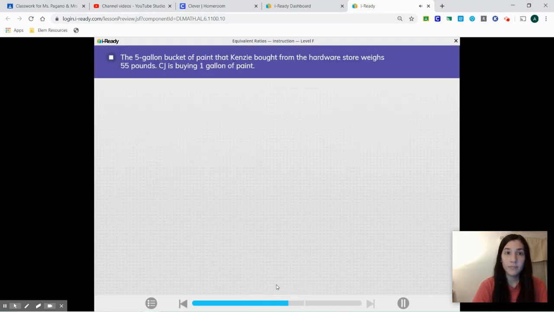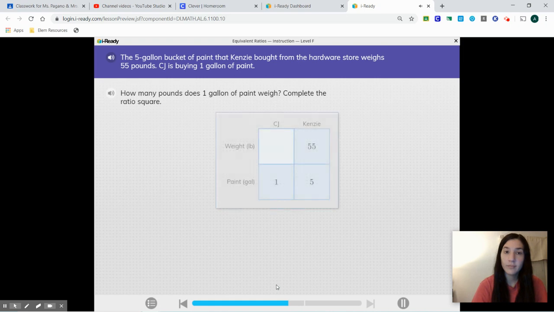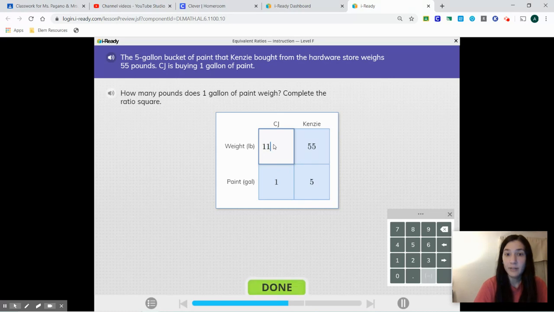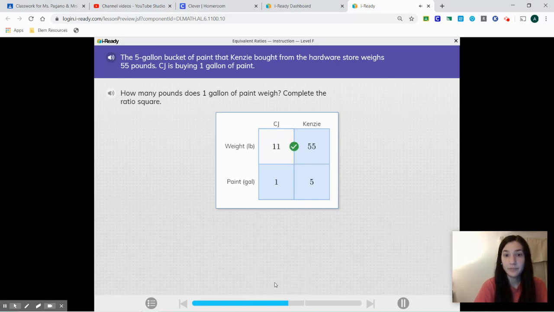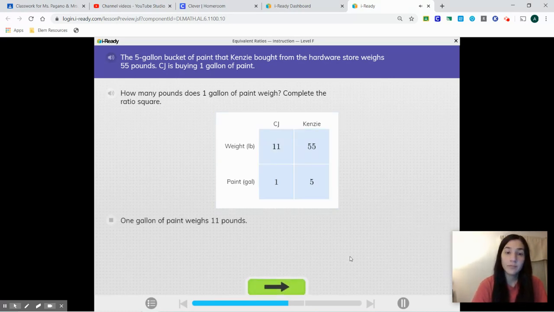The 5-gallon bucket of paint that Kenzie bought from the hardware store weighs 55 pounds. CJ is buying 1 gallon of paint. How many pounds does 1 gallon of paint weigh? Okay. Complete the ratio square. So we're going to say 55. How do we get down to 5? We divide by 11. So that means that 1 gallon of paint is going to be 11 pounds. 1 gallon of paint weighs 11 pounds.